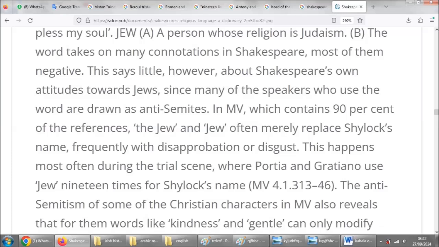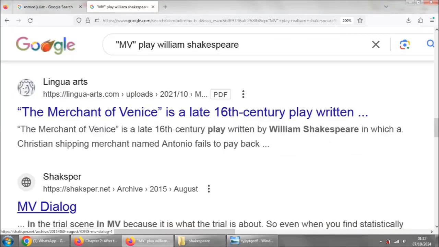This happens most often during the trial scene, where Portia and Gratiano use Jew 19 times for Shylock's name. The anti-Semitism of some of the Christian characters in MV also reveals that for them, words like kindness and gentle can only modify. Yes, so you see, this is suspicious again. During the trial scene to do with a Jewish character, we see that. What does MV stand for? What play is that? It's the Merchant of Venice. Well done, Madame Shakespeare. Well done, the Merchant of Venice.